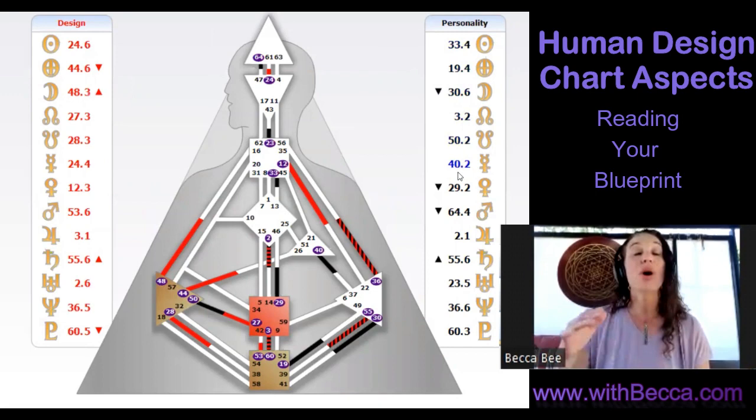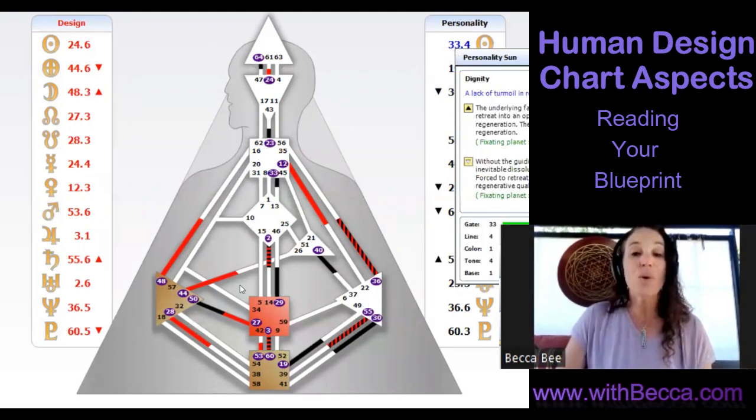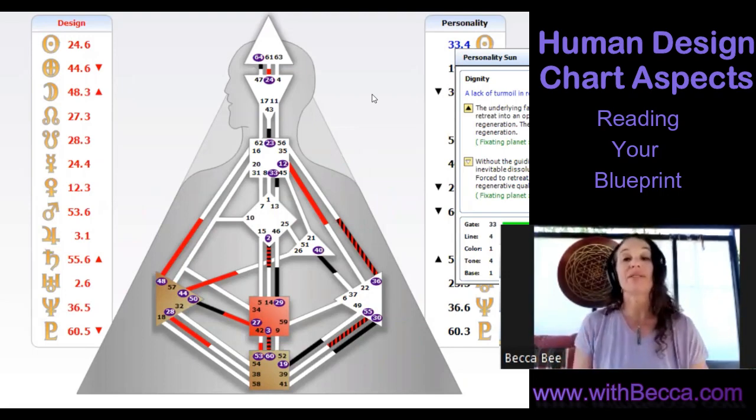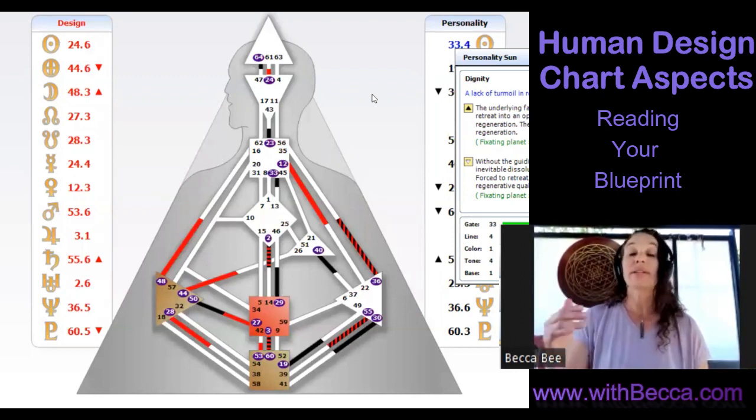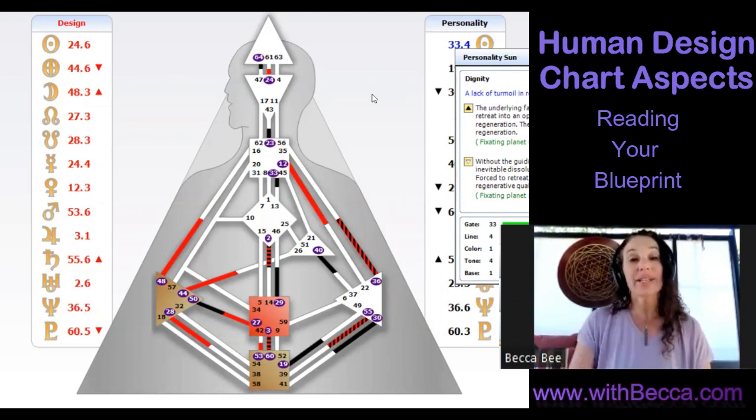Now, the gates are always going to be in the same centers. They're never going to change. So the head, for instance, is always going to have the gates 64, 61, and 63. So where the gates are within the centers is always consistent. Where the gates are within the astrological signs is always consistent. What is different is just which ones are uniquely activated within your chart.